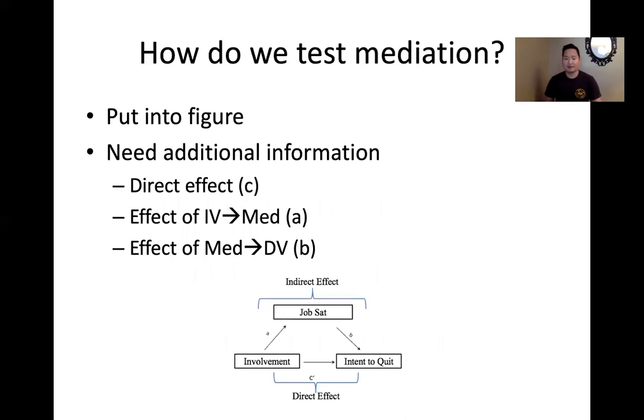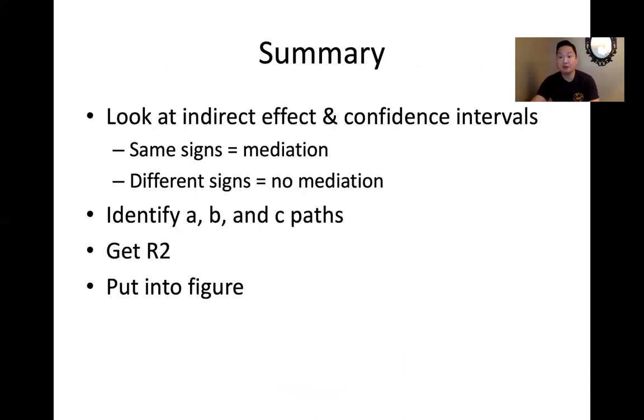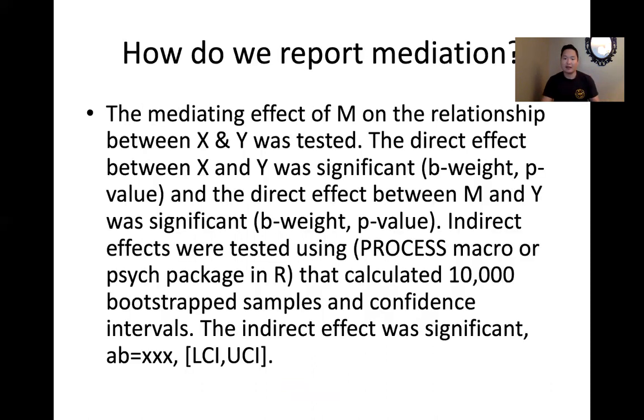So then we put this information into a figure. I have a mediation template up on D2L for you, where you pull out the A path, the B path, and the C path from your output, and then you put it into the graph. So it's not super hard. First thing you do is you look at the indirect effect. Same sign, mediation. Different signs, no mediation. You identify your A, B, and C paths. You get your R squared, you put it into a figure, and then you can write it up like this.